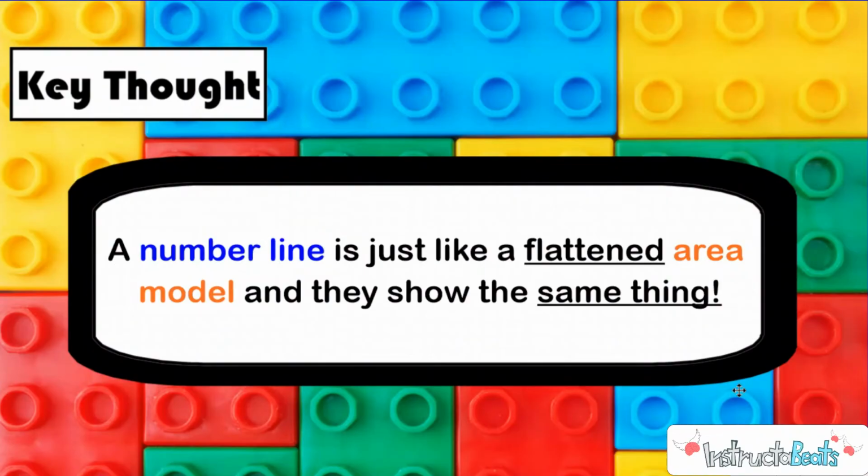So I want you to take a look at this key thought and pause the video and write this down in your notes, right? Just like I said, a number line is just like a flattened area model. They show the same thing, right? So if we can make an area model, we can make a number line using these steps.